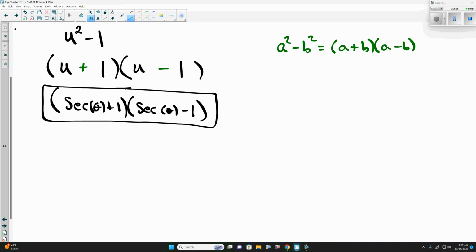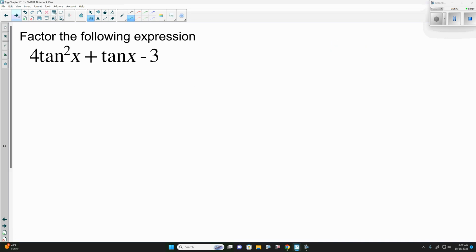Any questions on this here? Okay, we're going to look at the next one. For tangent squared of x plus tangent of x minus 3.